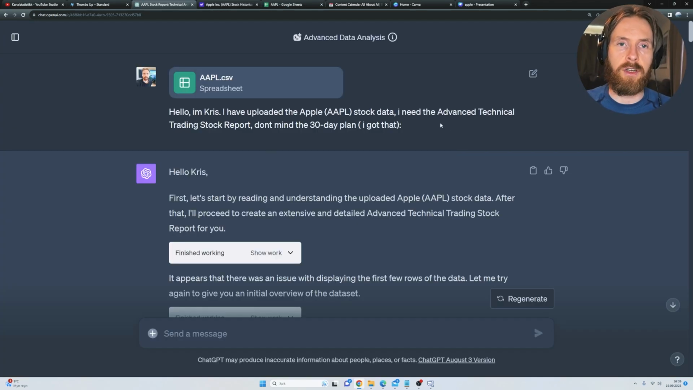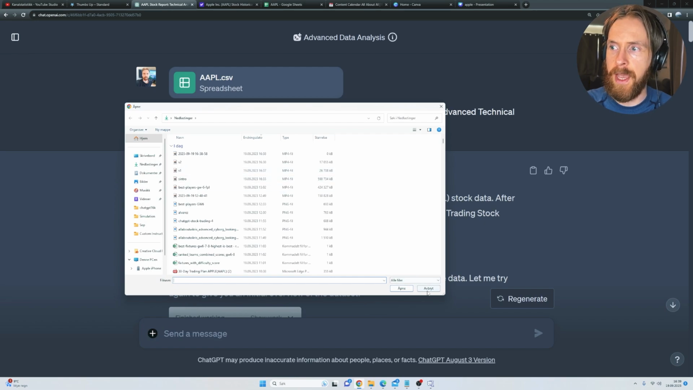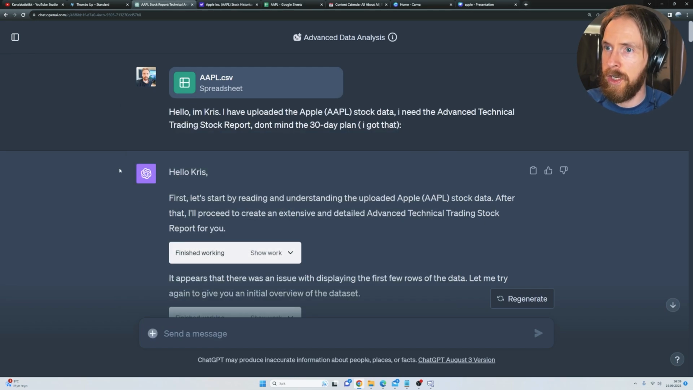And that is just going to be start creating the stock report. So I just go, hello, Chris, I uploaded the Apple stock data. I need an advanced technical stock report. Don't mind the 30-day plan. I got that, so I'm going to make that separately. So you can see we attached our apple.csv file here. So just hit the plus sign, right, and put up the Apple CSV stock prices.